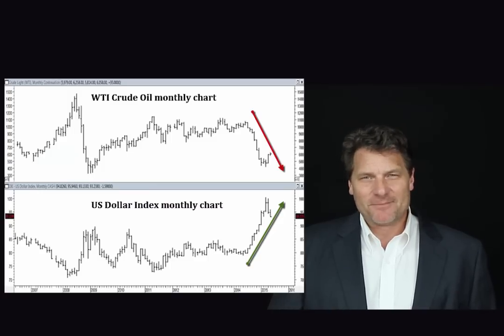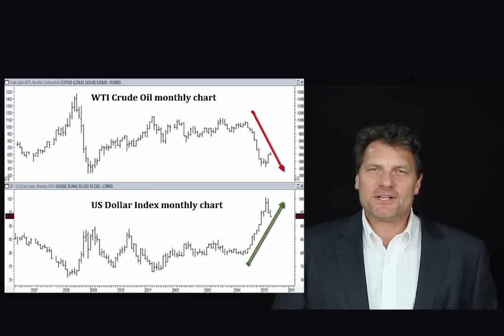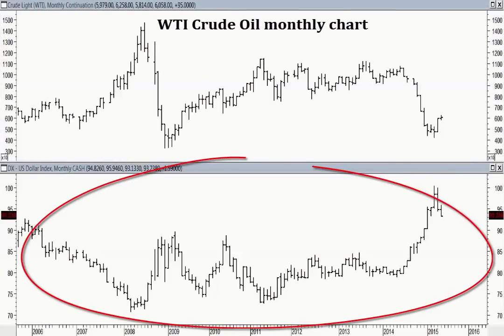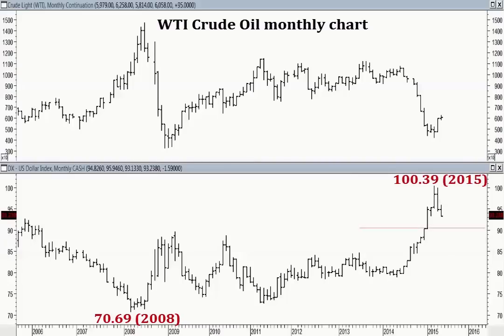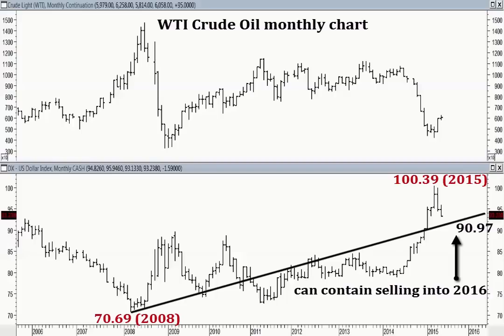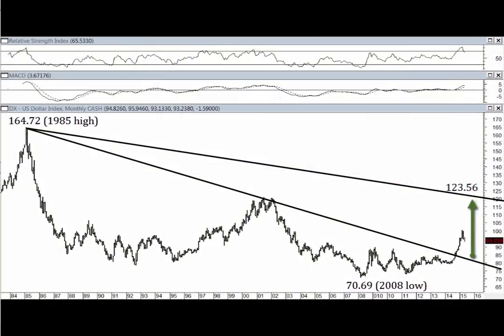I'm glad you asked. Once again, speed line analysis can provide an effective indication. With regard to the US dollar index, the more recent chart extremes are the 2008 low at 70.69 and the March 2015 high of 100.39. The ascending 1/3 speed line, currently at 90.97 for the month of May, can contain selling through the balance of the year, above which a bullish dynamic continues into 2016. That 123.56 target I mentioned earlier remains a technical reality into later decade.